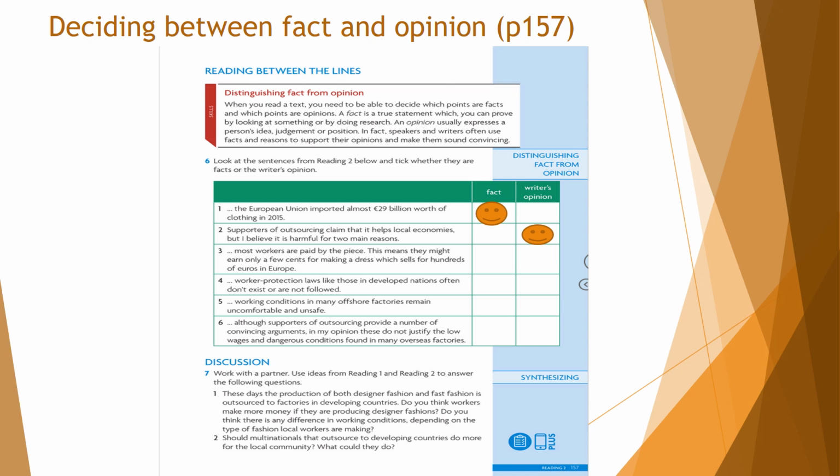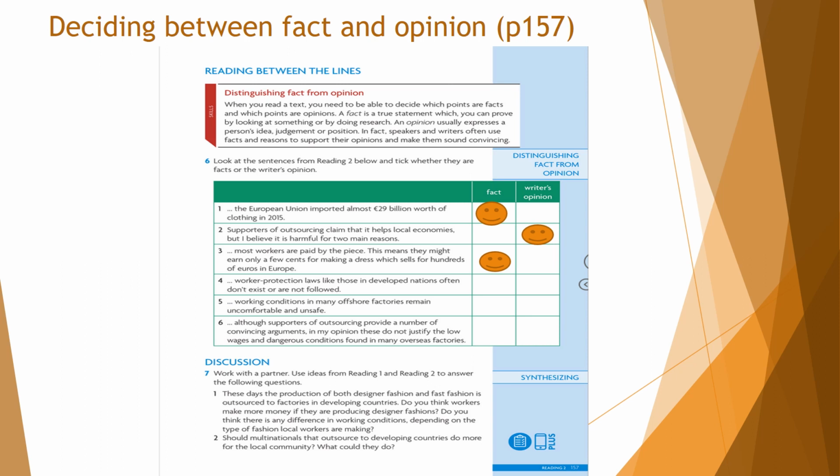Number 3, most workers are paid by the piece. This means that they might earn only a few cents for making a dress, which sells for hundreds of euros in Europe. Okay, so what do you think? Is it a fact or is it an opinion? Piecework, we call this, piecework, when you get paid for how many pieces that you make. This is a fact. It's easily proven.